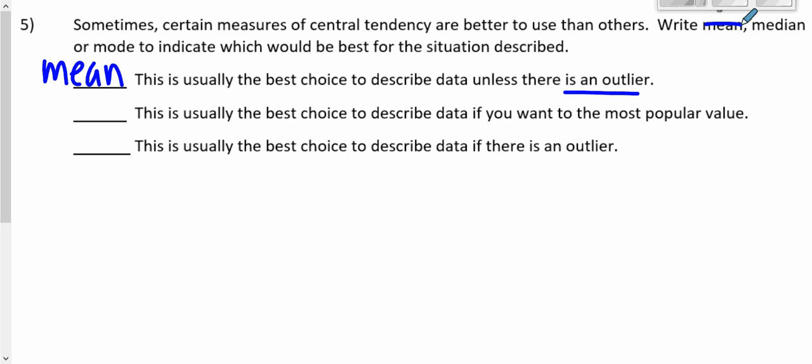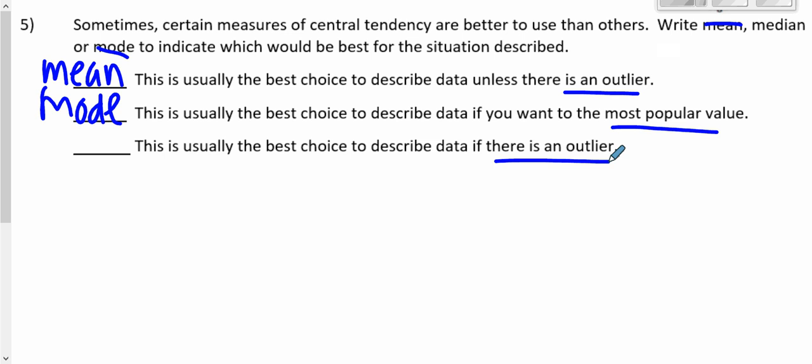So the mean would be that first one. This usually is the best choice to describe data if you want the most popular value. Now, most popular means most often, so we're going to go for mode there, because mode is most often. And this last one is usually the best choice to describe data where there is an outlier. So remember, the mean and the median are probably our best two descriptors.